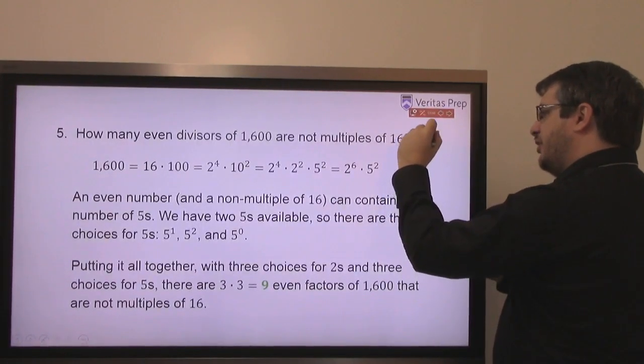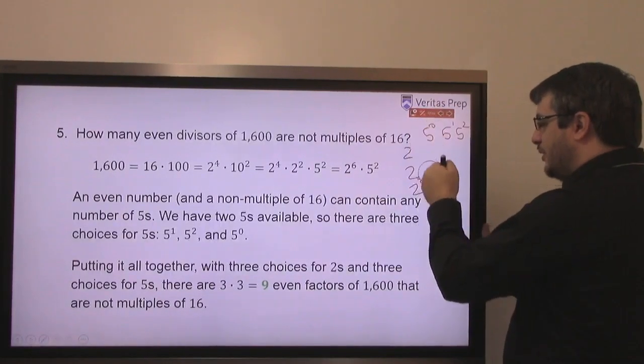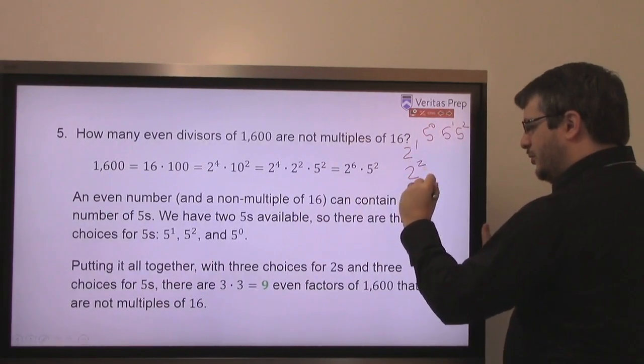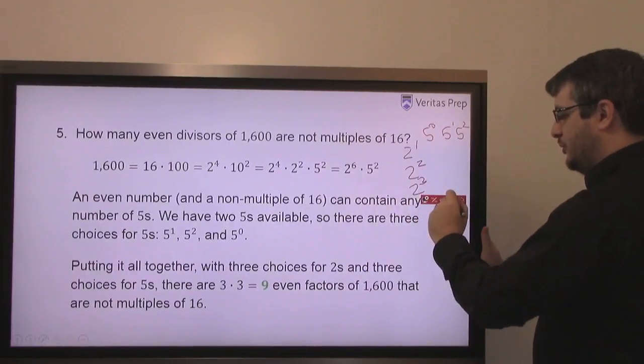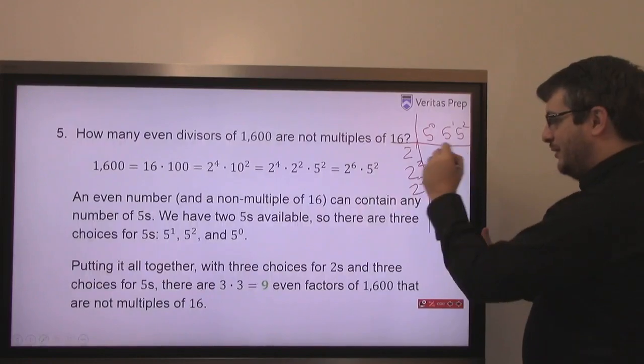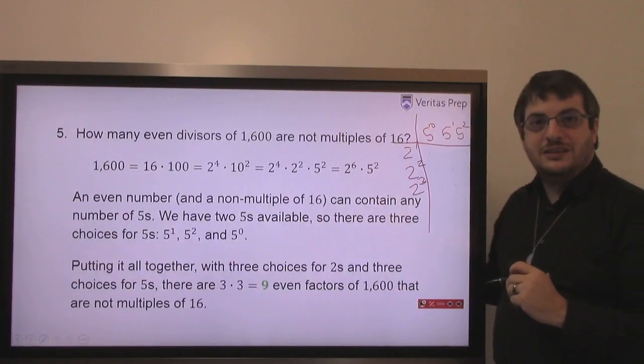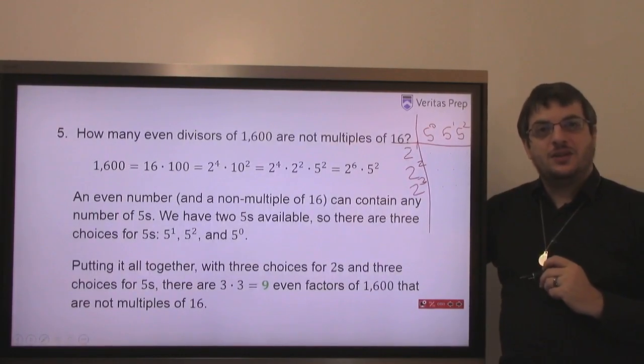And I got 3 choices for the 5s. Oh, I actually got the wrong 3 choices there. 2 to the 1, 2 to the 2, 2 to the 3. And if you think of it almost as like a grid, you could say, okay, well, I got a 3 by 3 grid that I could fill in with all of those choices, you know? So I'm multiplying my options.